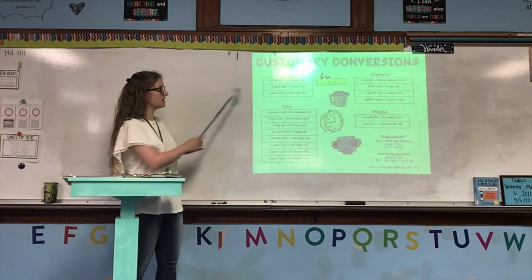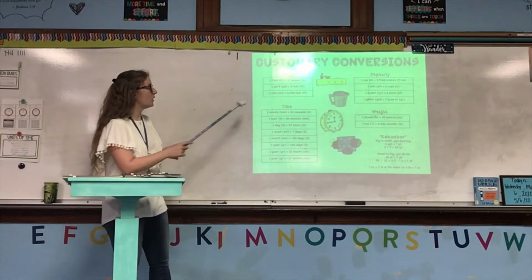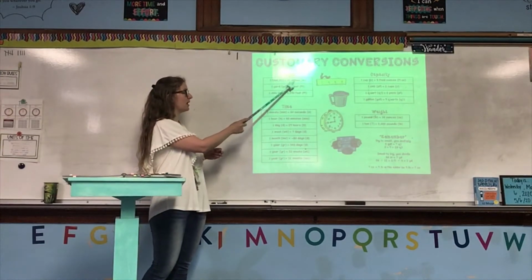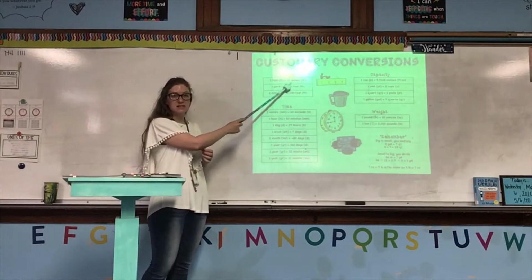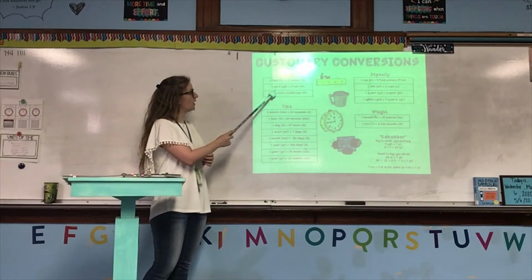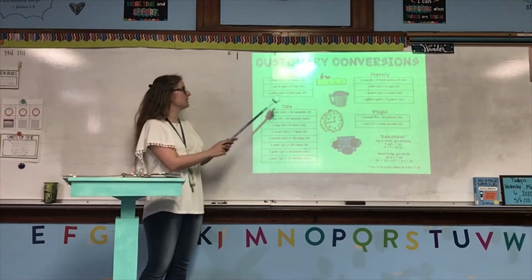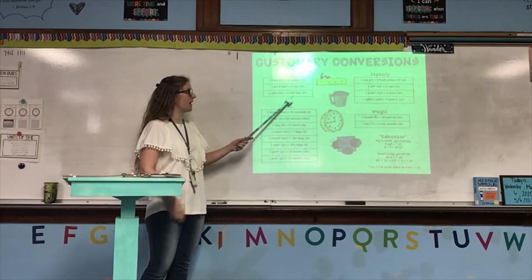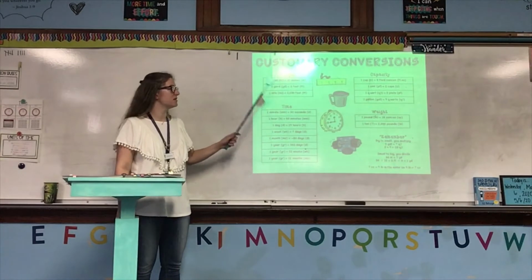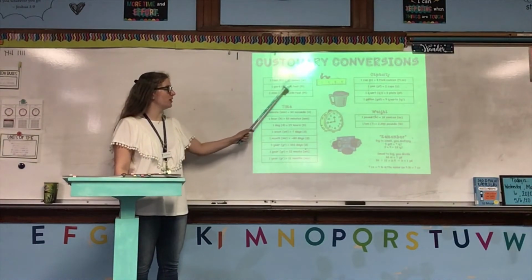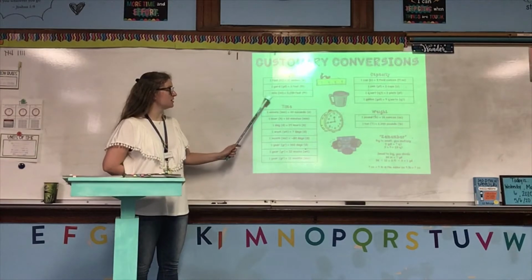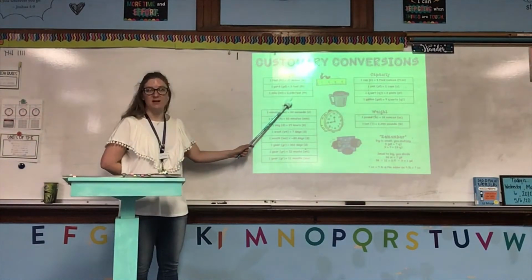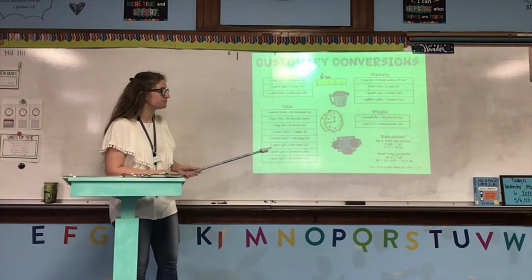Let's look at length first. We know that inches are the smallest. 1 foot equals 12 inches. They are the same size. 1 yard equals 3 feet, and 1 mile equals 5,280 feet. Make sure that you remember that. 1 foot is the same as 12 inches. 1 yard is the same as 3 feet. 1 mile is the same as 5,280 feet.